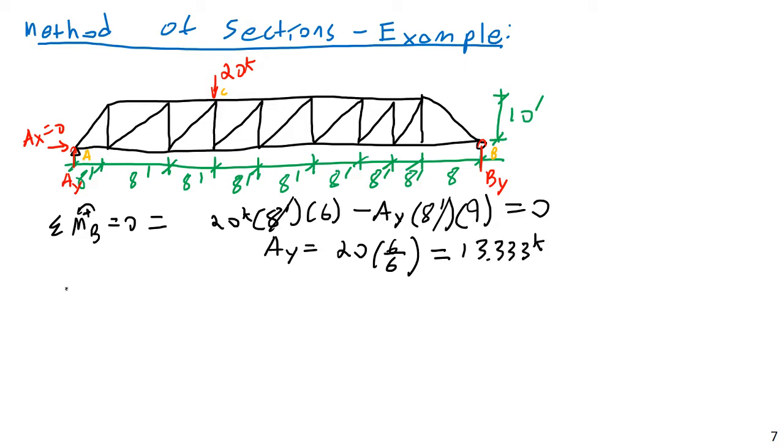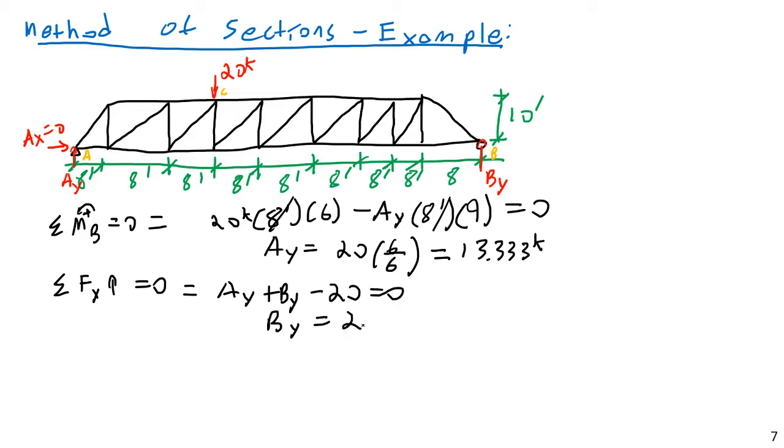Then I can just do a sum of forces in the vertical direction. This is going to be equal to 0, of course, and I will have, let's say, AY plus BY minus 20 is equal to 0. And then BY is equal to 20 minus AY, which is equal to 20 minus 13.333, and we have 6.666 kips. So nice lucky reaction there.